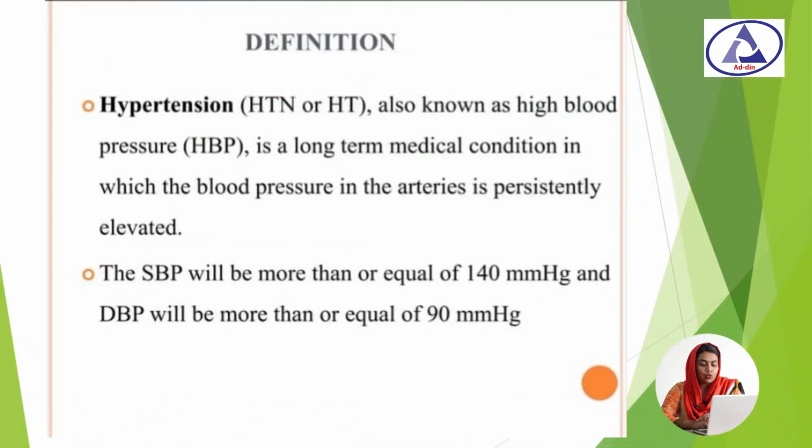Hypertension is also known as high blood pressure. It is a long-term medical condition in which the blood pressure in the arteries is persistently elevated. The systolic blood pressure will be more than 140 mm mercury and the diastolic blood pressure will be more than or equal to 90 mm mercury in case of hypertension.